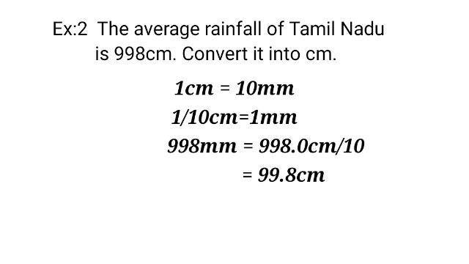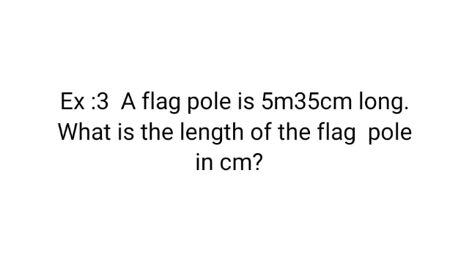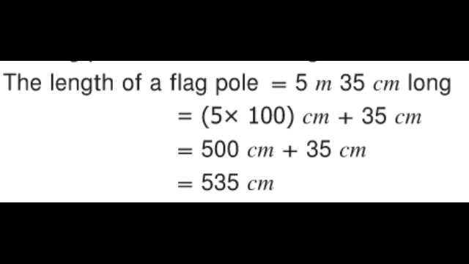So 99.8 centimeter. In the same way, the third sum: a flag pole is 5 meter 35 centimeter long. What is the length of the flag pole in centimeter? First we can split it into two parts, 5 meter and 35 centimeter. So 1 meter equals 100 centimeter. So we multiply by 100. So totally when we add, we will get 535 centimeter long. In the same way, questions 4, 5, 6, 7 also, my dear students.